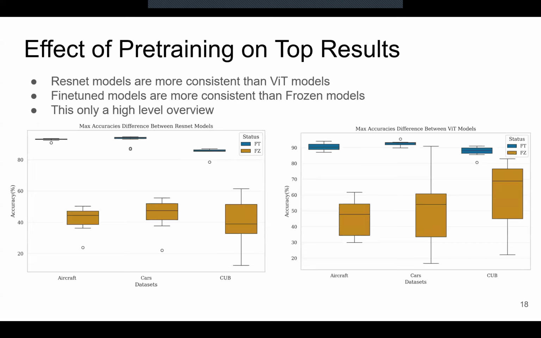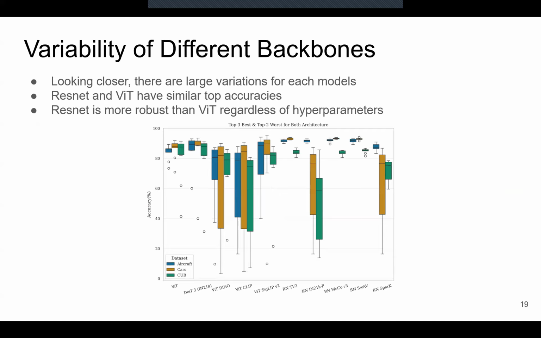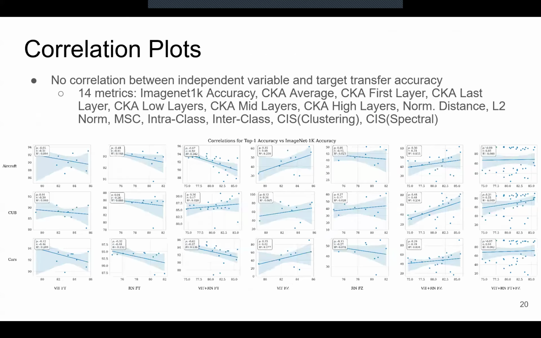For the results, assuming that the hyperparameters have been chosen properly, ResNet models are more consistent than ViT, and fine-tuned models are more consistent than frozen models. Also, ViT frozen performance is approaching fine-tuned performance at a fraction of the cost. However, this is only a high-level overview. In reality, there is a large variation for each model. Despite that, both architectures obtain similar top accuracy. However, ResNet is more robust than ViT regardless of the hyperparameters.